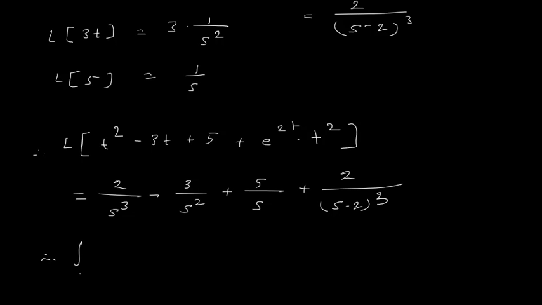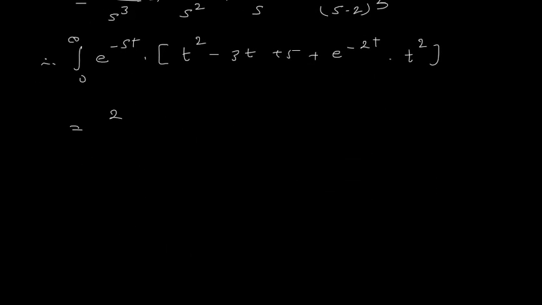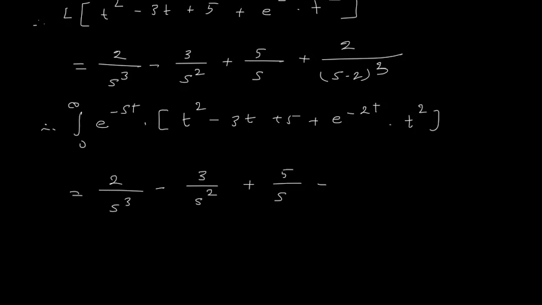Therefore, using the definition of Laplace, we say that the integration from 0 to infinity of e raised to minus st into t square minus 3t plus 5 plus e power minus 2t into t square is equal to 2 upon s cube minus 3 upon s square plus 5 upon s plus 2 upon (s minus 2) the whole square. This is the integral from 0 to infinity of e raised to minus st into this.